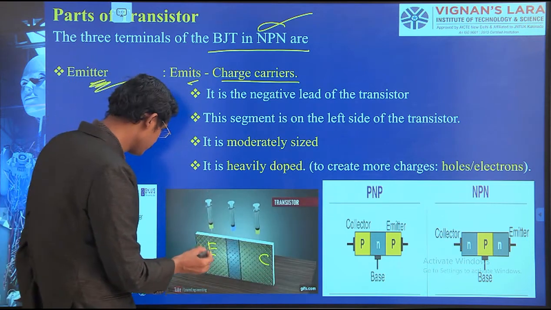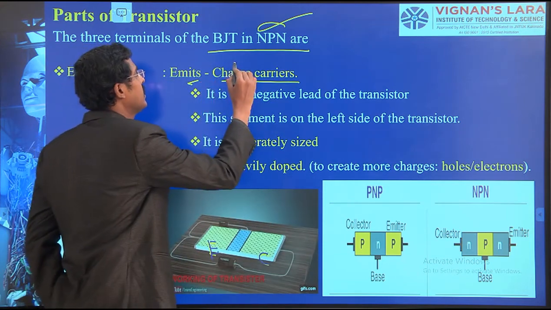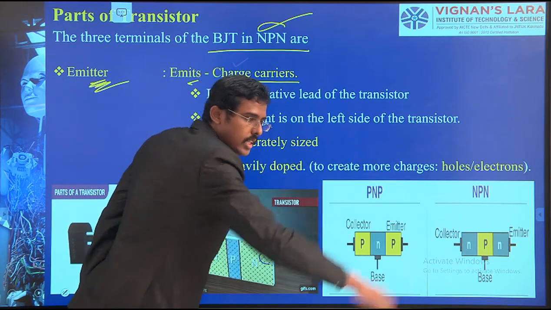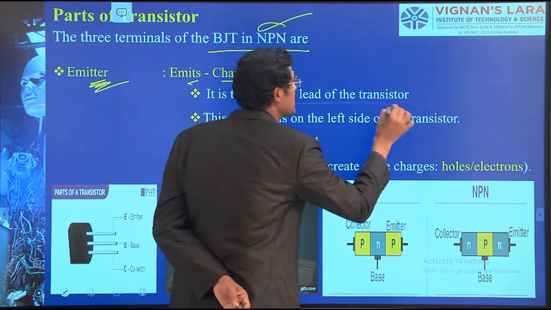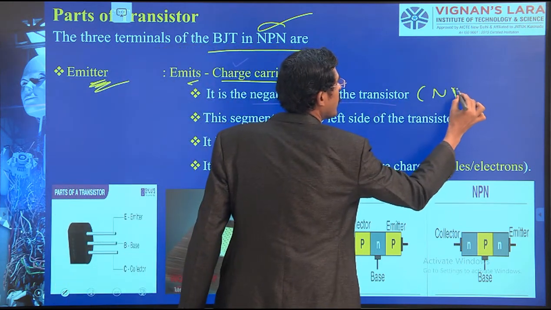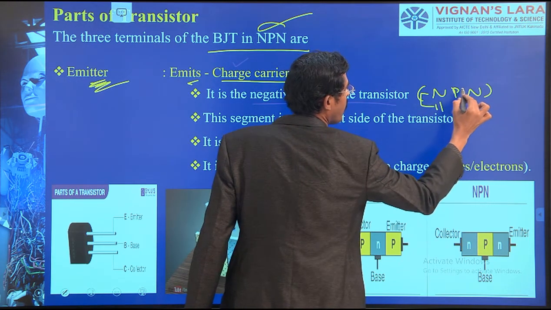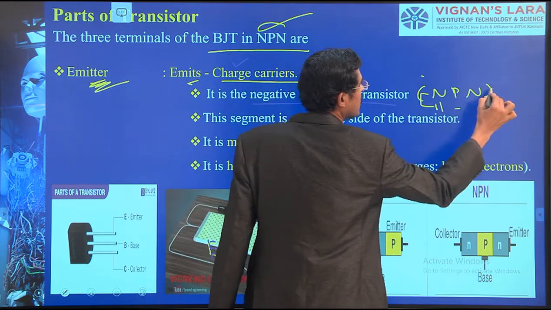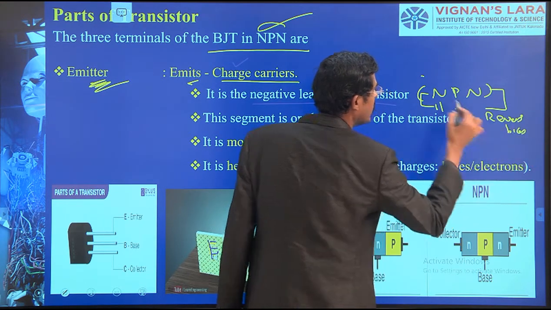What happens in the emitter? The electron is emitted from one side. It should be received on the other side, and the current should flow continuously. That's what we are doing. It is a negative lead of the transistor in NPN. In forward bias, this N is connected to the negative side and positive is connected to the other end. So it means here one side is forward bias and the other side we are connecting to reverse bias. That is what they are telling.